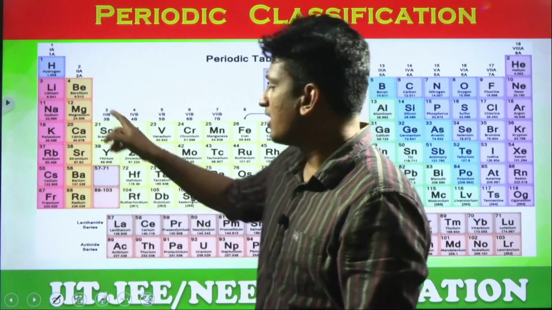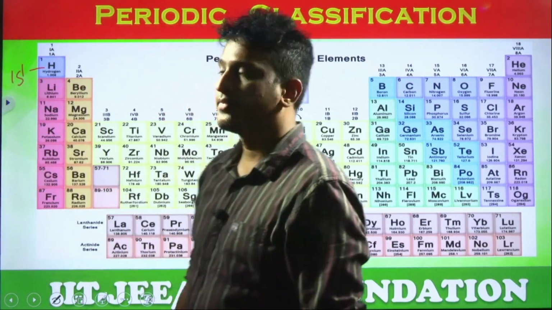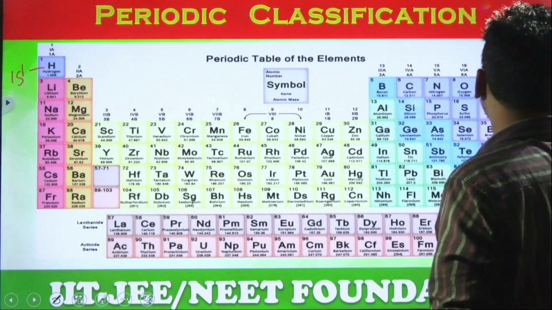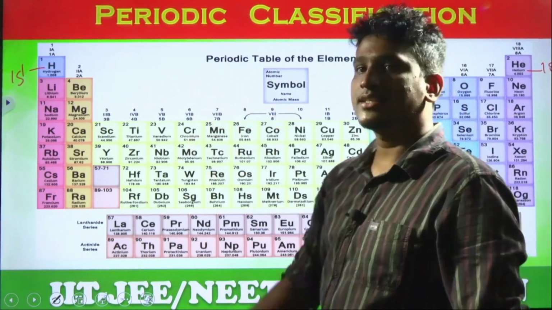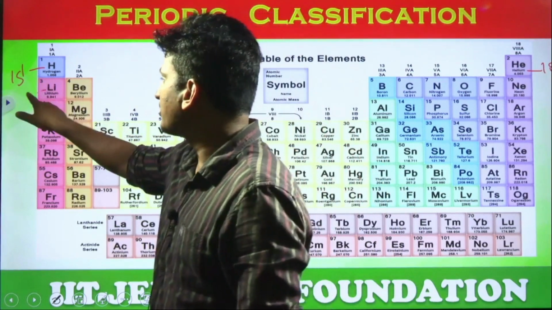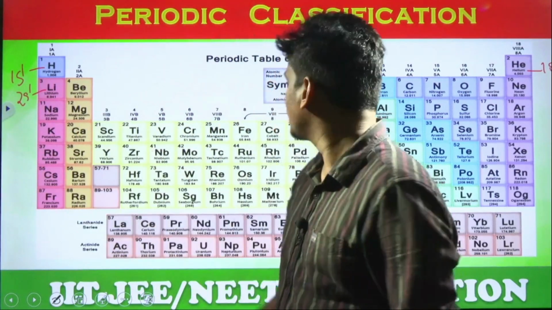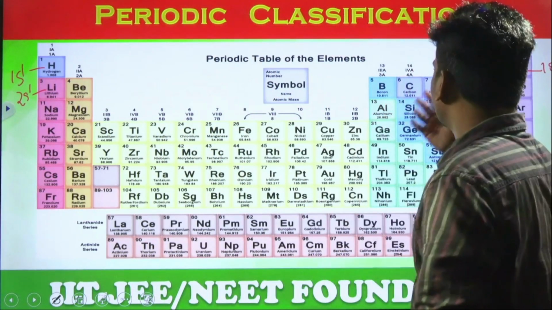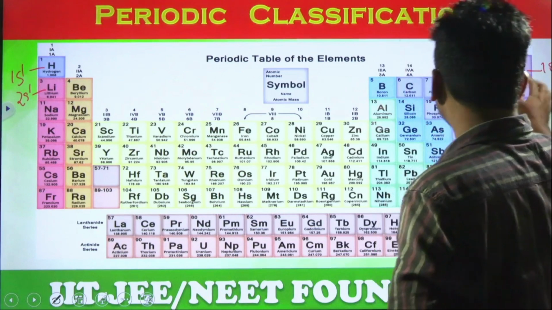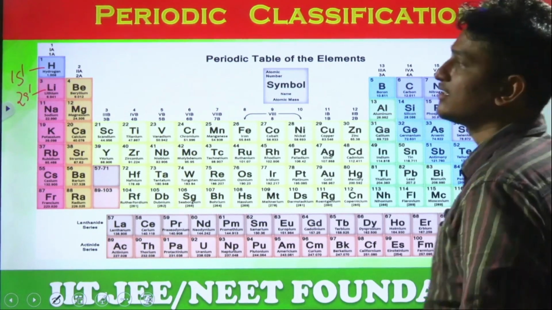Let's see how. What is the first element? Hydrogen. What is its configuration, students? 1s1. What's the next element? Helium, 1s2. Is the first shell completed or not? So the first period is completed. That's it. Next, lithium. What is the configuration? Lithium is 2s1. Beryllium 2s2. Boron 2s2 2p1. Then 2p2, 2p3, 2p4, 2p5. Neon 2s2 2p6. The second shell is completed.